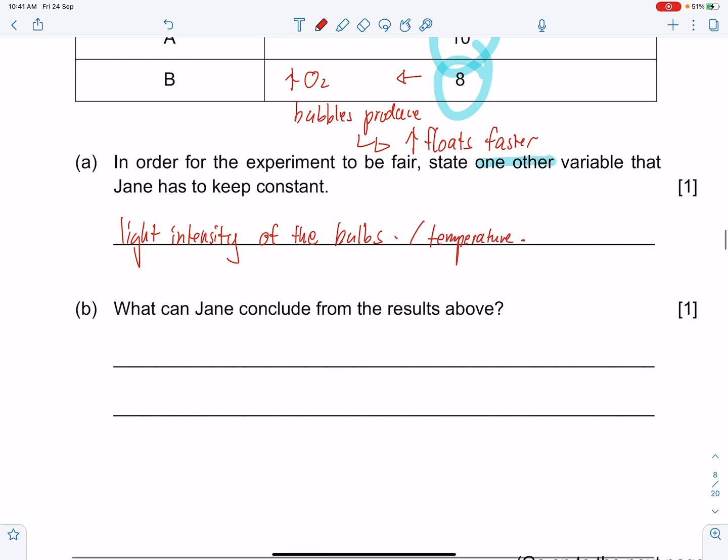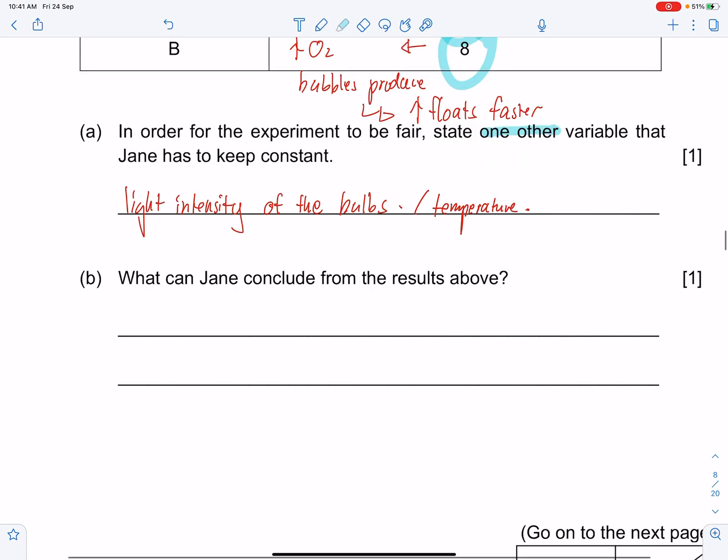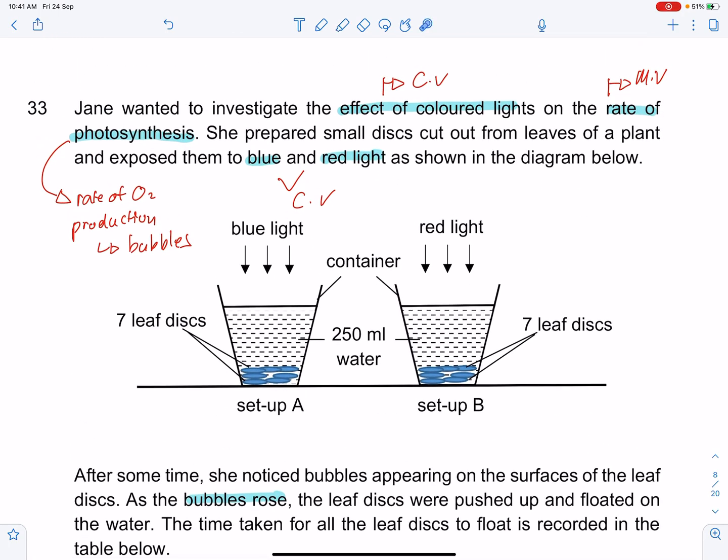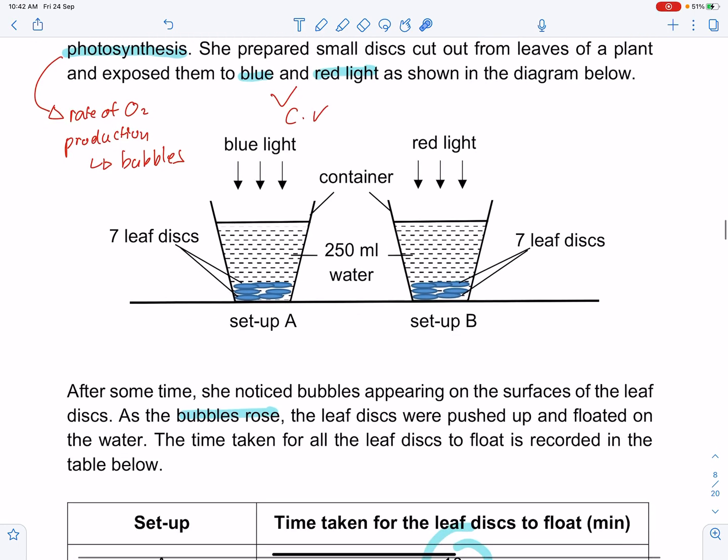What can Jane conclude from the results above? Now, conclude. So remember the last time round, I told you, for a conclusion question you need to translate, if let's just say the measured variable is not a direct representation of the aim. So what is the aim? Aim, rate of photosynthesis. Is she measuring rate of photosynthesis here? Will a magic number say something like, oh, rate of photosynthesis means what? No. Instead, what she measured was time. Correct?